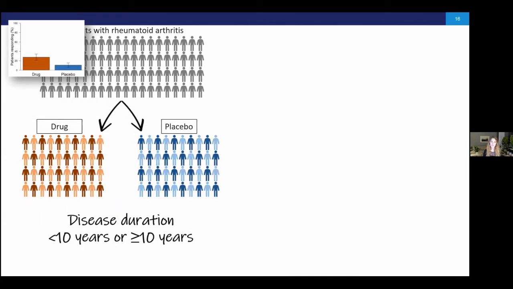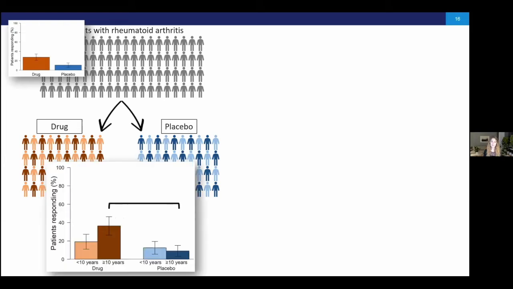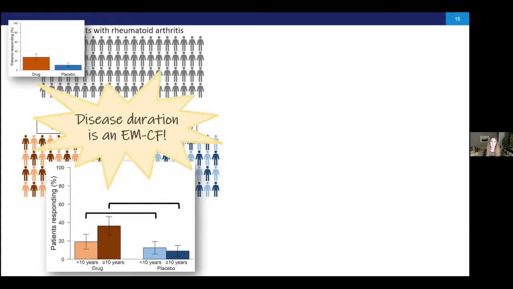In a study that divided the patients in both groups according to disease duration less than 10 years or 10 years or more, as you may remember from our pre-SIG materials, the patients with longer disease duration have more benefit of the drug, because the difference between the drug and placebo is much larger for this subgroup, whereas patients with shorter disease duration do not seem to have much benefit. In this example, disease duration is an effect modifying contextual factor.